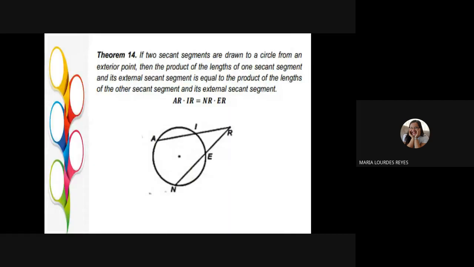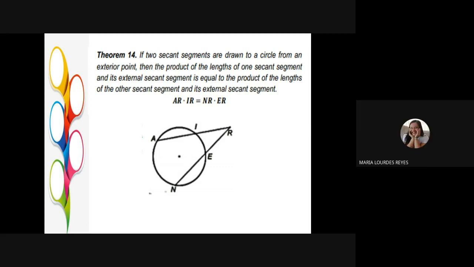Next, let's have theorem number 14. Lawrence, please read it. If two secant segments are drawn to a circle from an exterior point, then the product of the length of one secant segment and its external secant segment is equal to the product of the length of the other secant segment and its external secant segment.